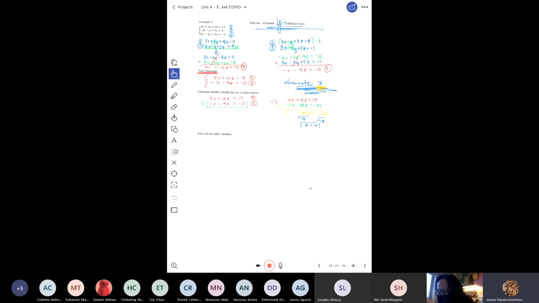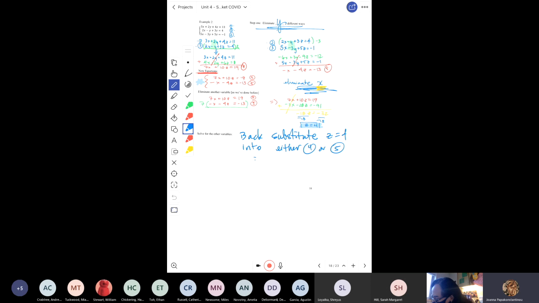So now I have to solve for the other variables. So what on earth am I going to do with this z equals 4? I'm going to come back here, and I'm going to substitute in for z. Doesn't matter where I substitute in. And I'm going to be able to get x. So I'm going to now back substitute, and I'm going to substitute z equals 4 into either equation 4 or 5. It doesn't matter. And solve for x.